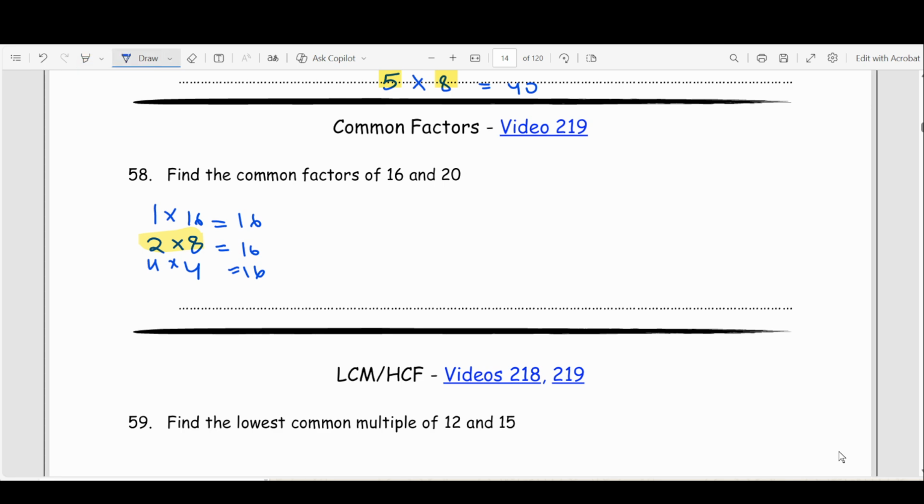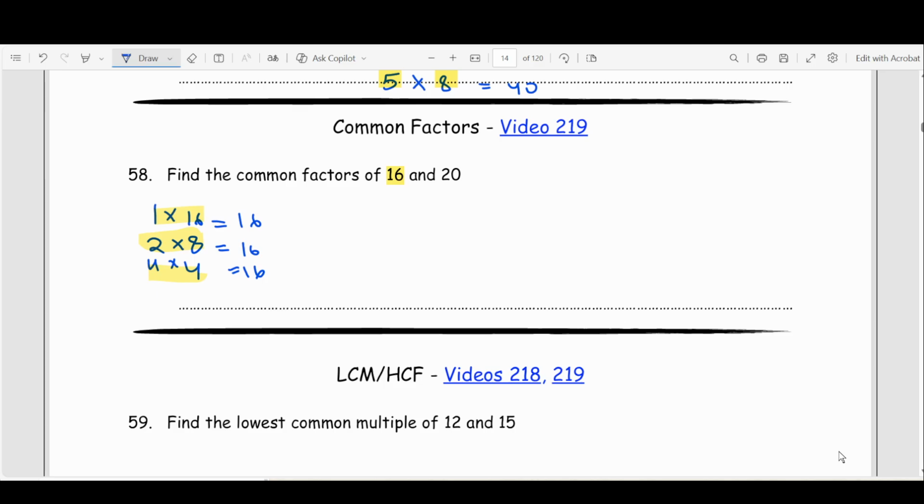When it is repeating again, like 2 times 8 you already wrote, but now after 4 it is again coming 8 times 2, which you have already done. So you don't need to write that. So 1, 16, 2, 8 and 4 are the factors of 16, right?